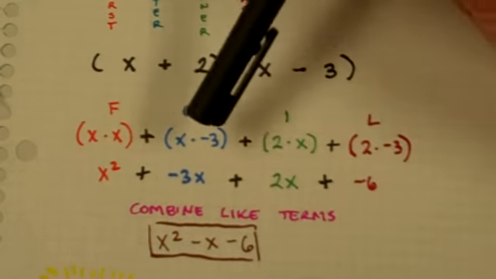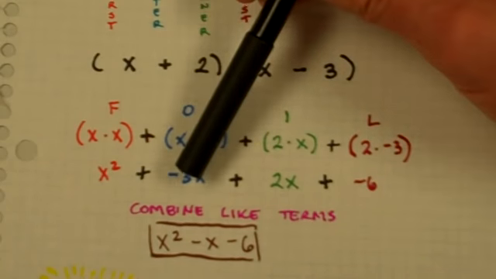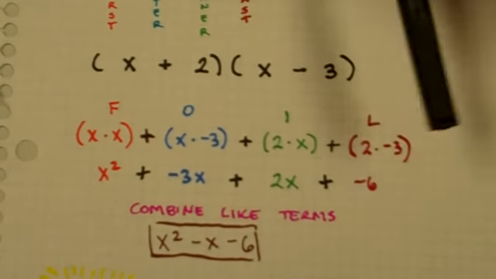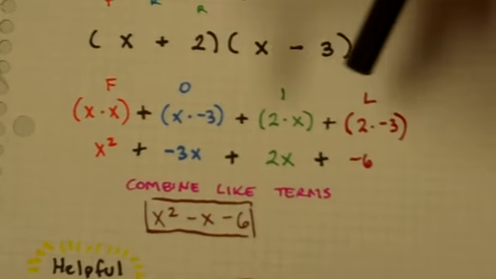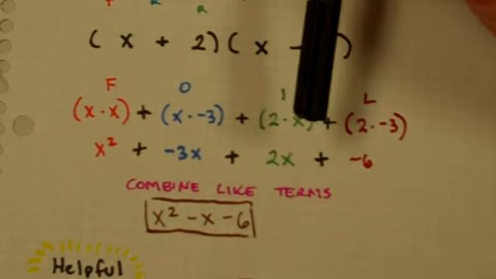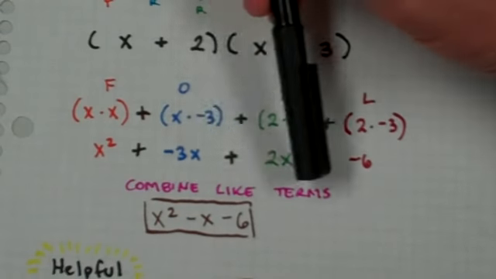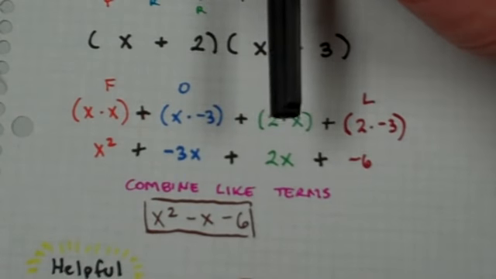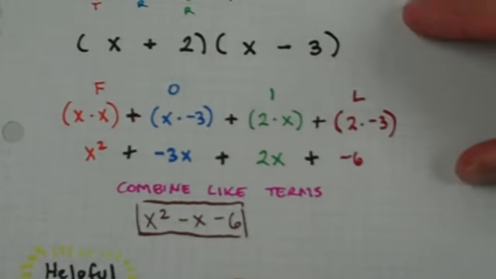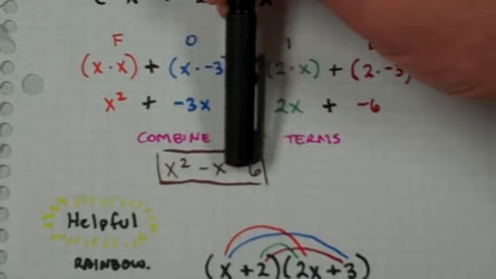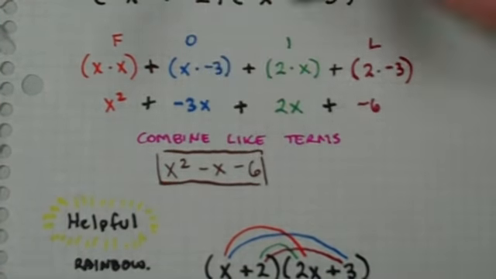x times x gives us x squared. x times negative 3 gives us negative 3x. 2 times x gives us 2x. And 2 times negative 3 gives us negative 6. Whew. Now finally we have to clean everything up, make it look all pretty, so we have to combine like terms if there are any. Usually the two terms in the middle will be able to combine, but not always, so be careful. So we combine like terms and I got x squared minus 1x minus 6, and that's my final answer.